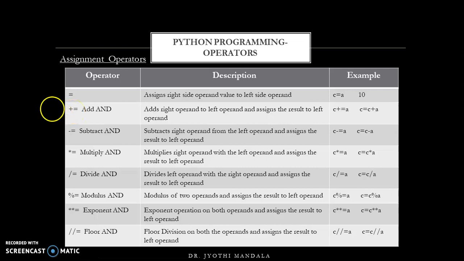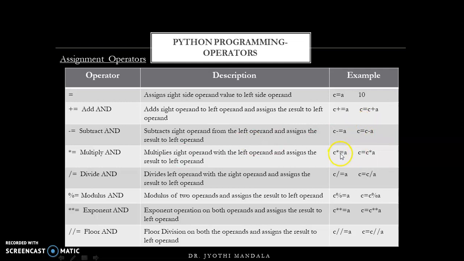Now, the assignment operator can be combined with our arithmetic operators also. If you see, our arithmetic operator plus is combined with our assignment operator. In such a case, if you write c plus equal to a, then what happens? The right side operand will be added to the left side operand, and the result will be stored in the left side operand. Same with the subtraction operation. If you are writing c minus equal to a, then the a value will be subtracted from c and the final result will be stored in c.